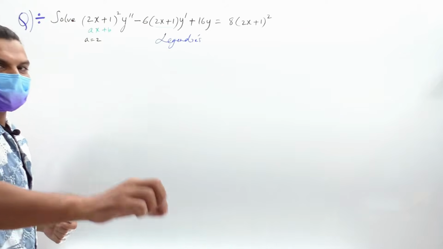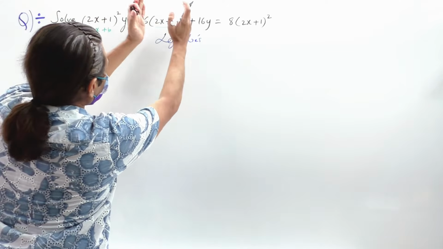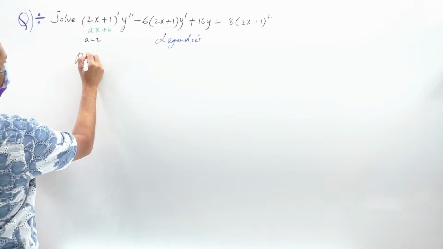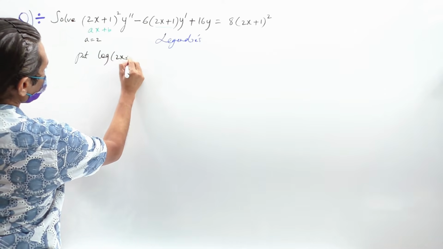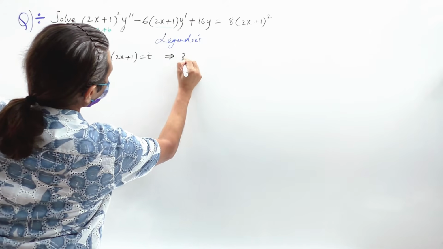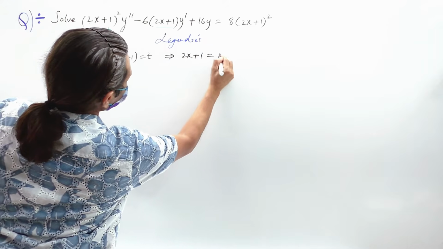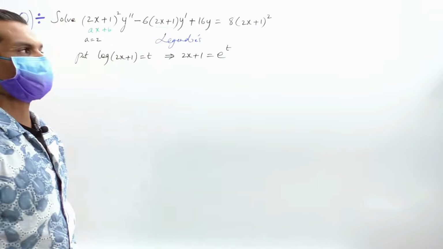So first, since it is Legendre, 2x plus 1, 2x plus 1, what you do? Put log of 2x plus 1 equals t. So that implies 2x plus 1 equals e raised to t. So we use this in the right hand side.